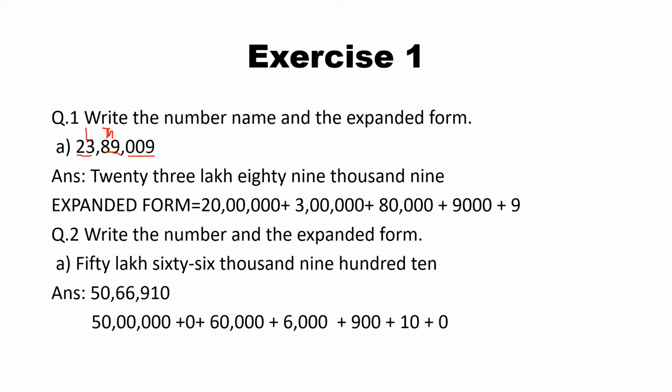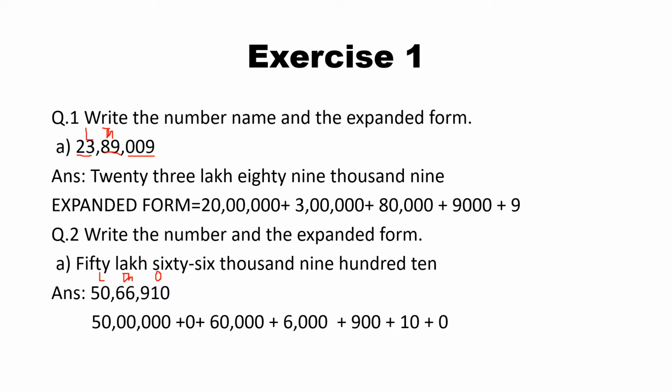Write the number and the expanded form. When the number name is given to us, we need to write the number from it. And the same way, we will follow it period-wise: ones period, thousand period, and lakh period. So the lakh place is given as 50. We will write 50. 5 will be in the 10 lakh place and 0 will be in the lakh place.